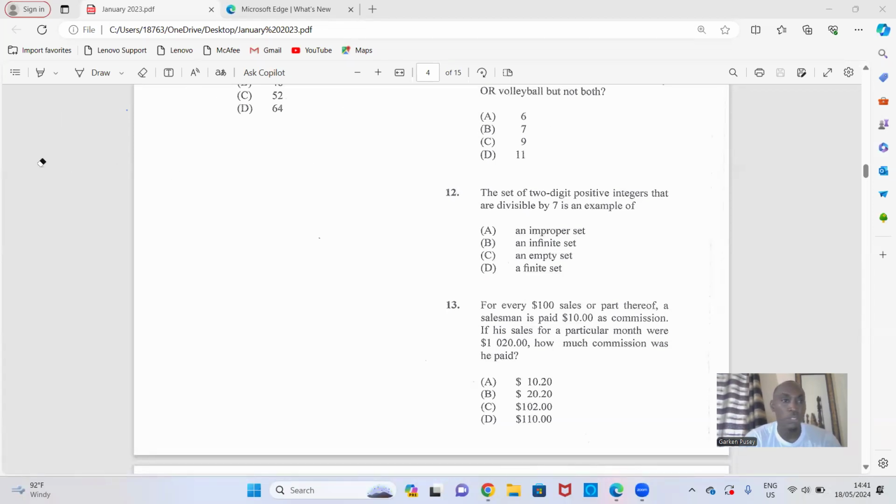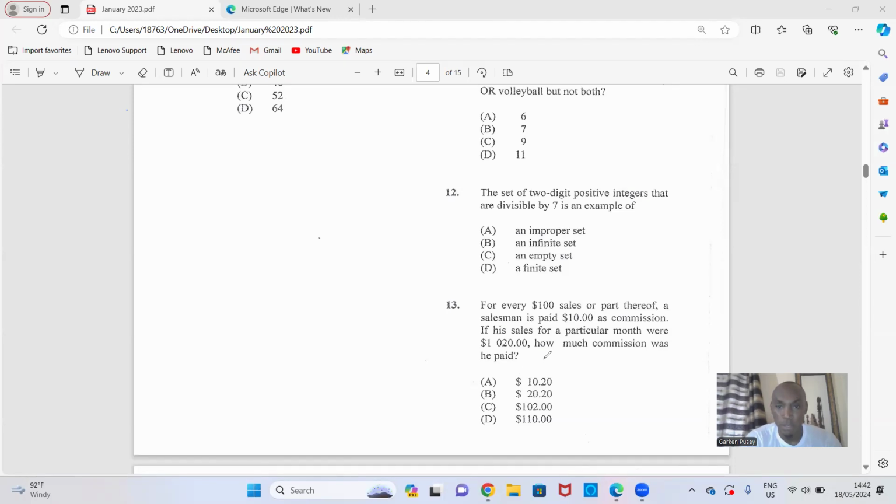So now we're going to be jumping to some questions that has to do with consumer arithmetic. It says for every $100 sales or part thereof, very, very important. For every $100 sale or part thereof, a salesman is paid $10 as commission. If his sales for a particular month were $1,020, how much commission was he paid?